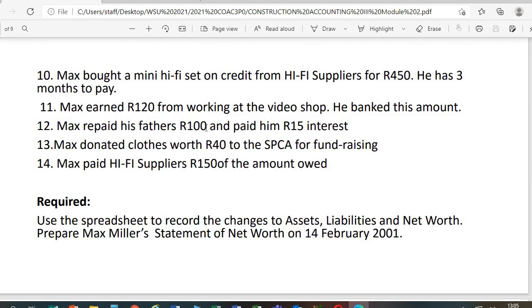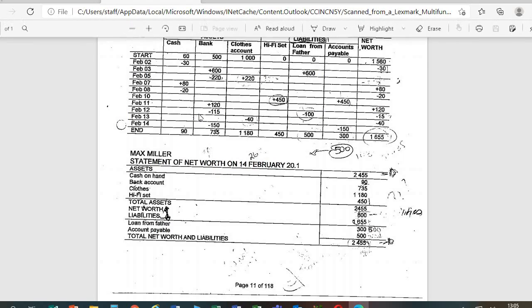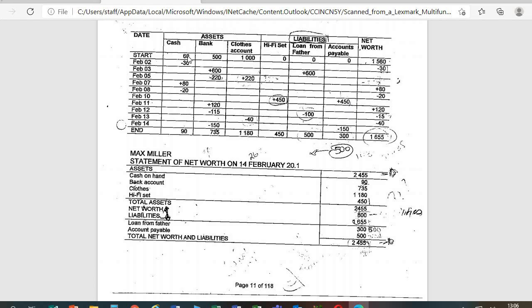And then Max repaid his father 100 Rand and paid him 15 Rand interest. He took out 115 Rand from the bank. From the loan account originally, it's 100 Rand that he paid, and the extra 15 Rand is not part of the obligation, so it decreases his net worth.